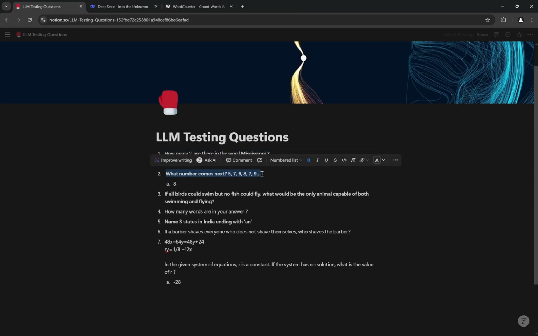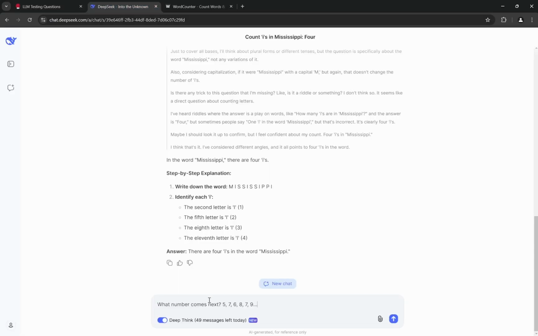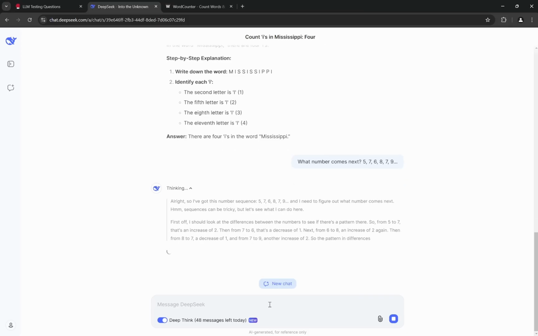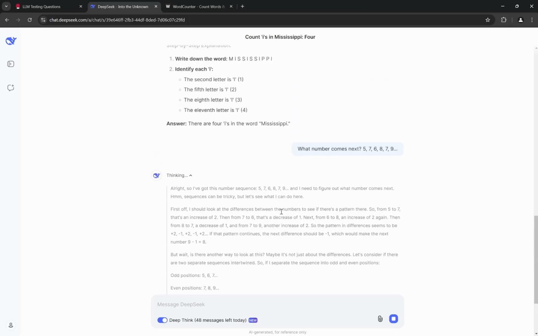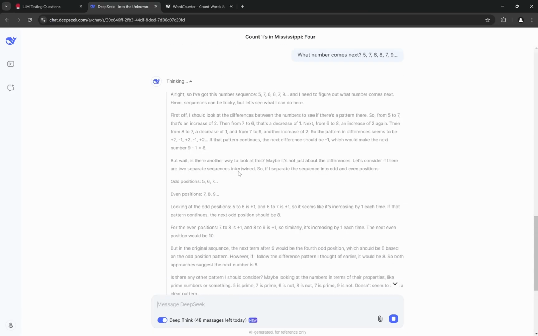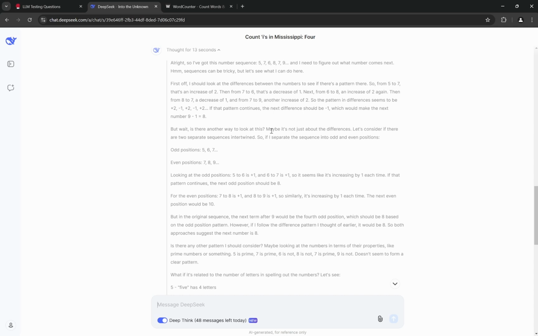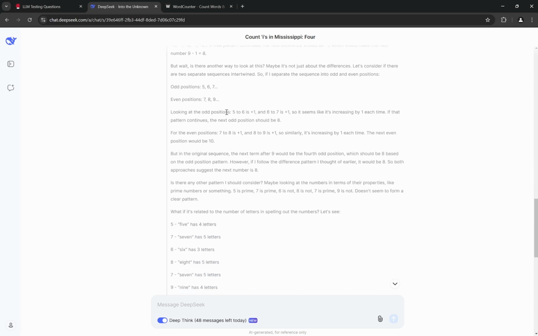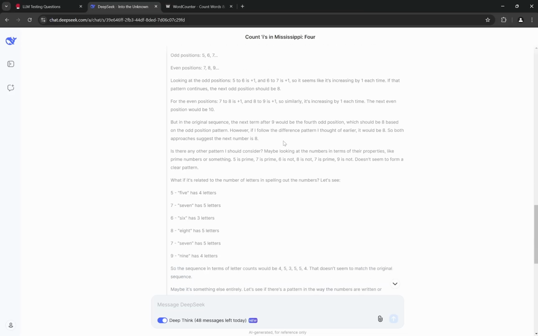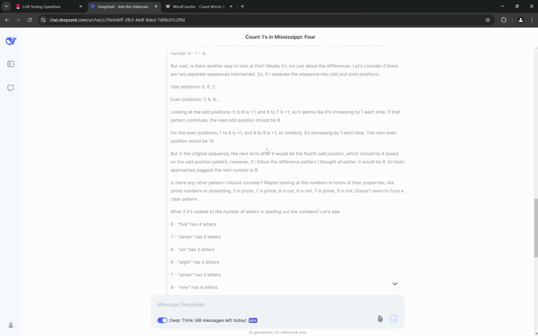This is reasoning and the answer should be 8. This is, what number comes next? 5, 7, 6, 8, 7, 9. So you can see its complete reasoning. The best part is you can see it found out which would make the next number as 8, right? But then it is cross-checking. But wait, is there another way to look at this? Maybe it's not just about the differences. So it tries to go at that. But in the original sequence you can see, both the approaches suggest the next number is 8. So it is cross-checking. It is not using one reasoning method.